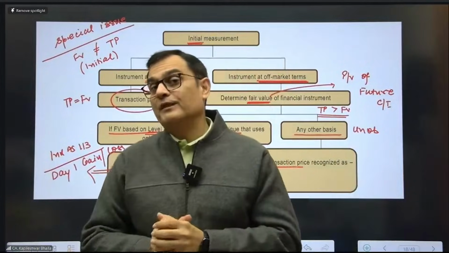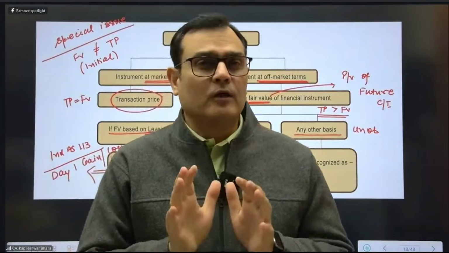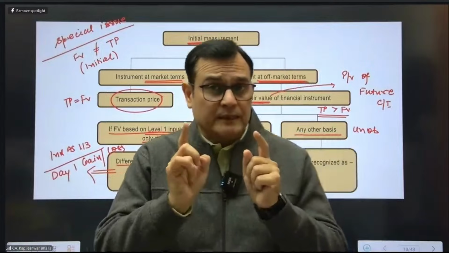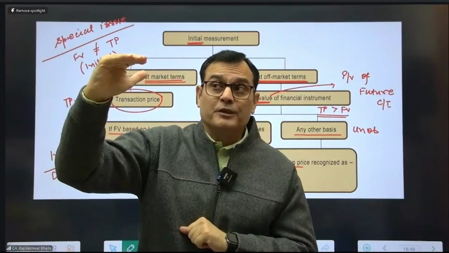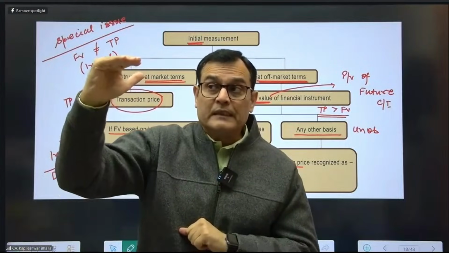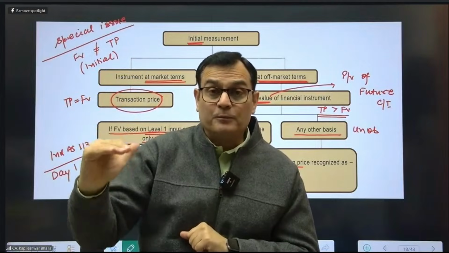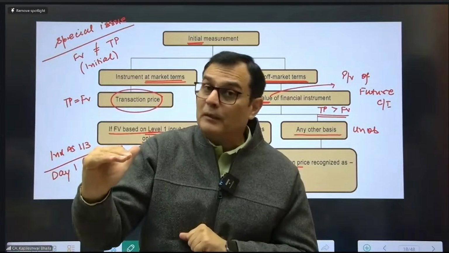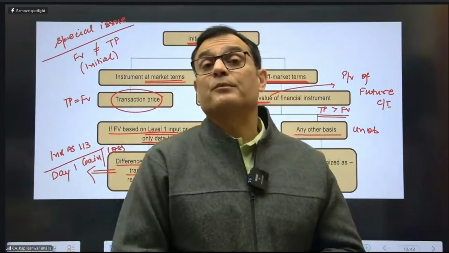Now, in step number three, we're going to look at the transaction. I'll document that part later. I'll document the steps later. In step number one, you need to see, is it at market terms or off market terms? If it is off market terms, you go to step number two. Is the fair value based on observable or unobservable data? If it is observable, day one gain or loss. If it is unobservable, then you go to step number three.